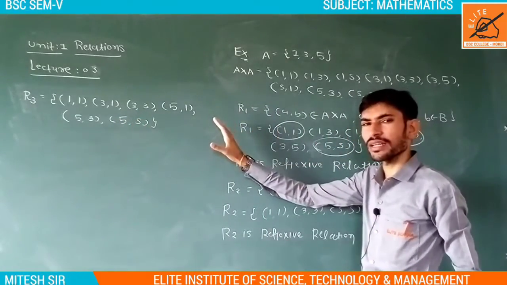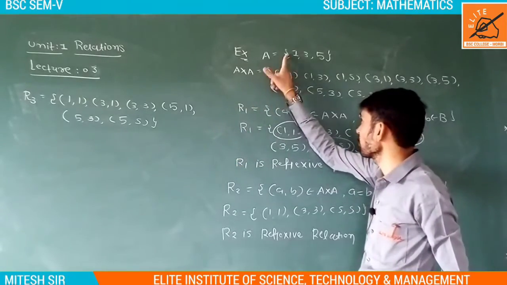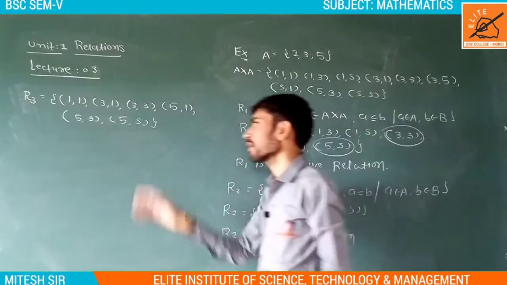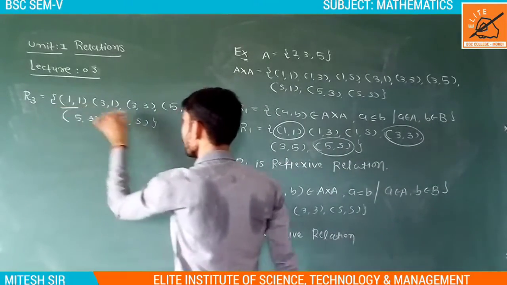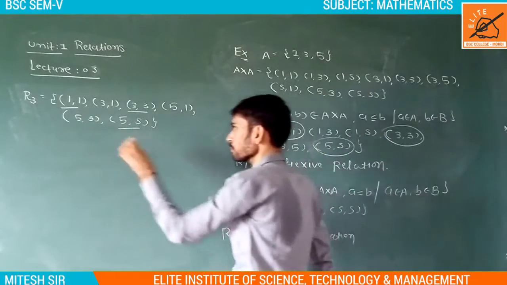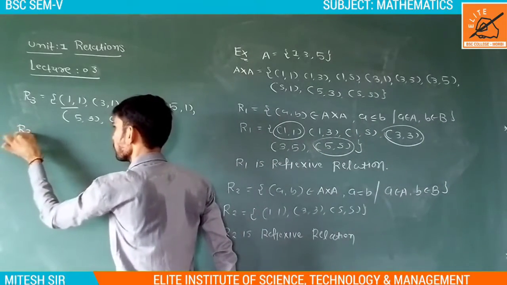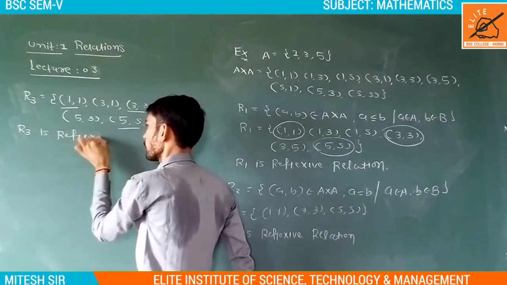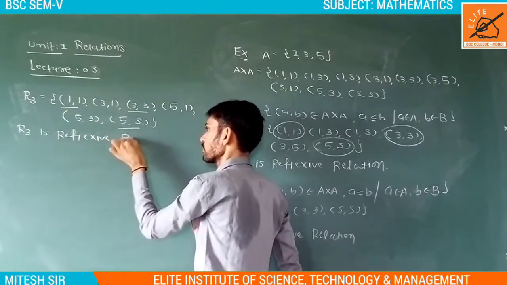So just look at the relation. If your relation contains the pairs (1,1), (3,3) and (5,5), then your relation is reflexive. So look at the relation. Your relation contains the pairs (1,1), (3,3) and (5,5). So your relation is reflexive. Ready? So R3 is a reflexive relation.